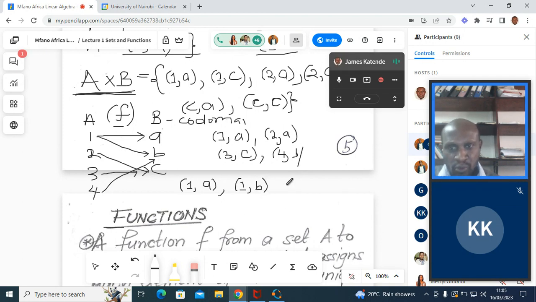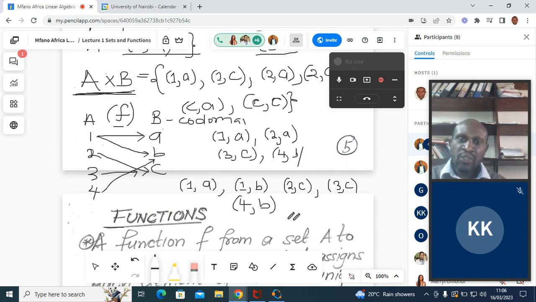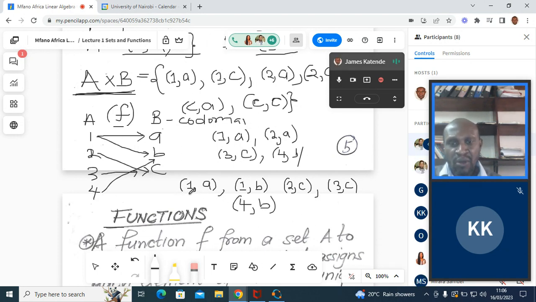The same happens to 2. No, 2 is assigned only to C, that's fine. Then 3 is assigned to C. And what else? 4 is assigned to B. So this one will fail to be a function because 1 is not assigned to a unique element. 1 is assigned to A, and 1 is also assigned to B. So this makes it fail to be a function.